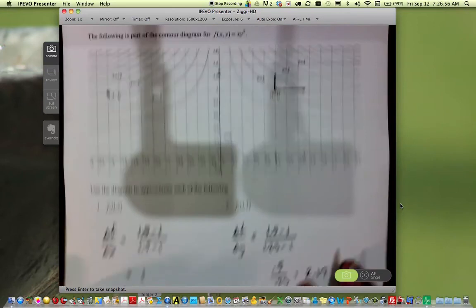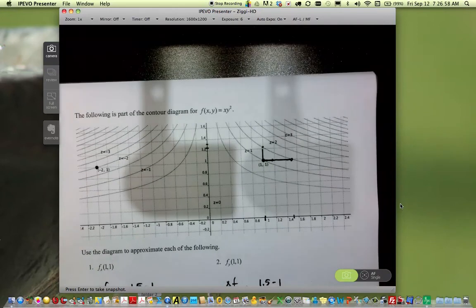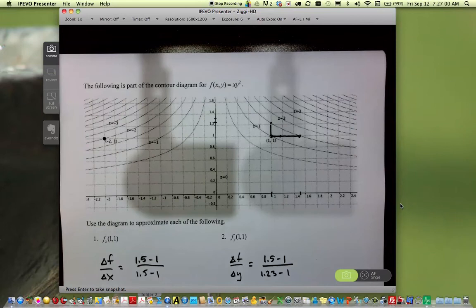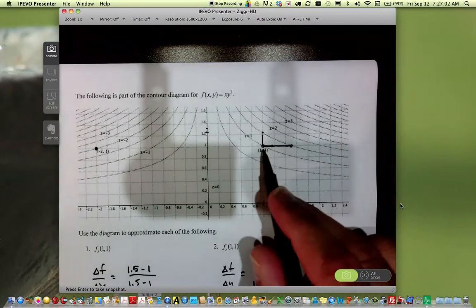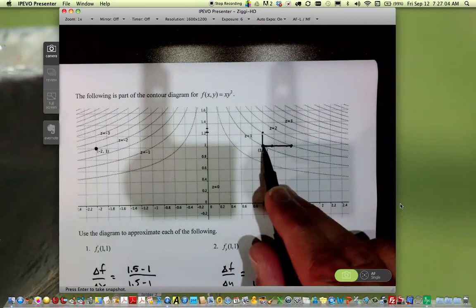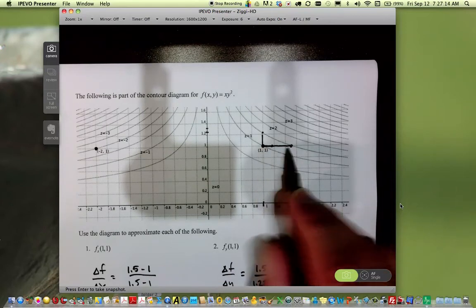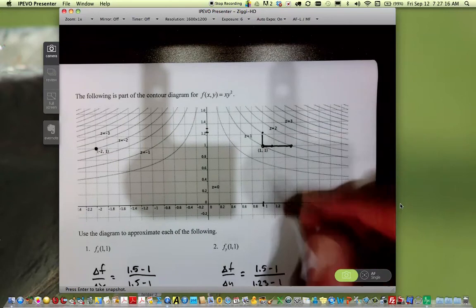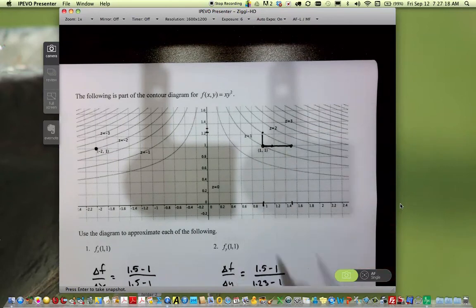The other thing we should notice here is that this number 1 is smaller than 2.17, and we can really see that on the graph. We said that when the contours are close together, the function is increasing fast, and when the contours are further apart, the function is increasing slower. So we should be able to see that the derivative in the y direction is greater than the derivative in the x direction.